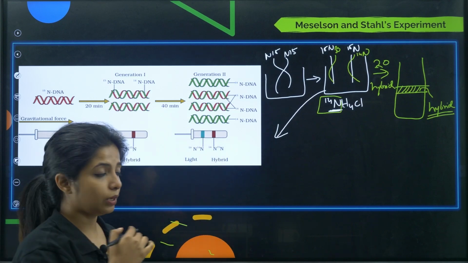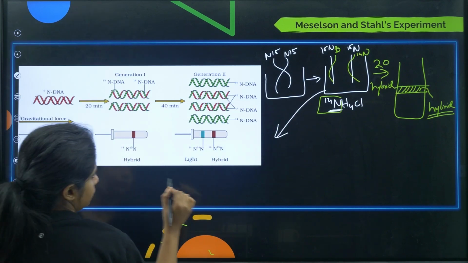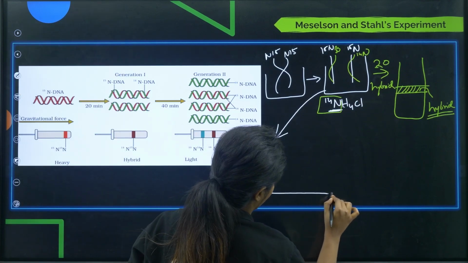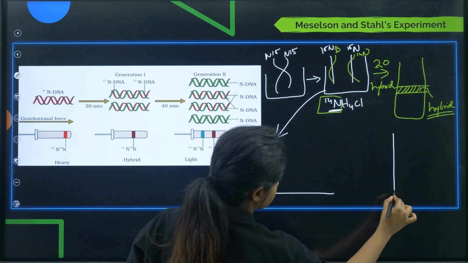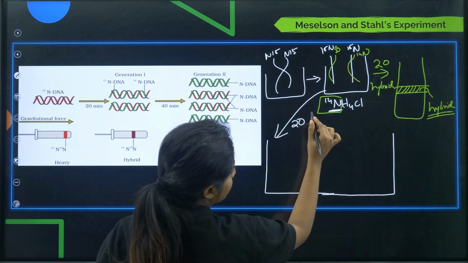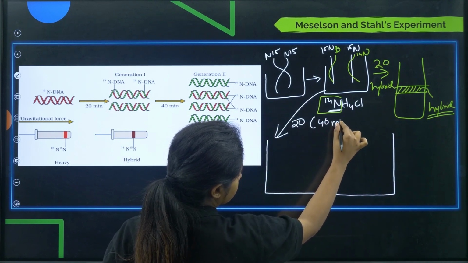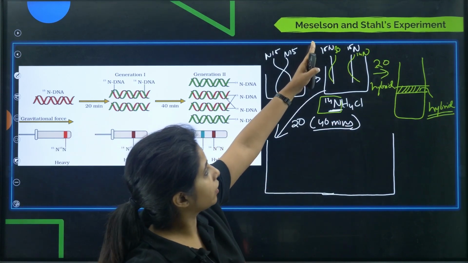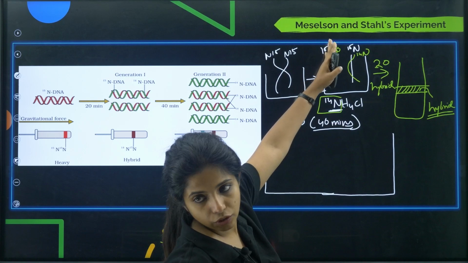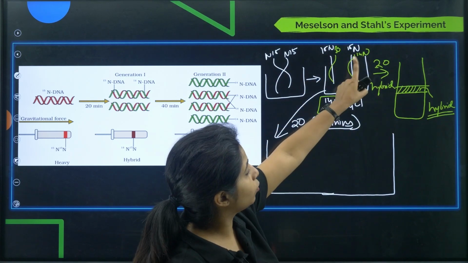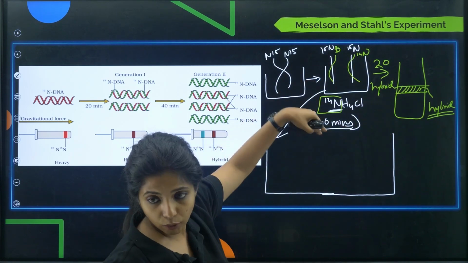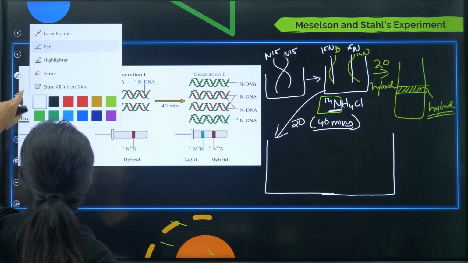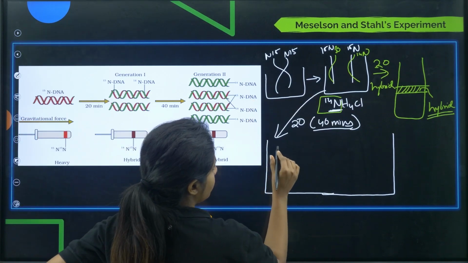Now, what happens in the next 20 minutes? Let's see that. In the next 20 minutes, I have a bigger box. Together it's actually 40 minutes. After 40 minutes of the initial start, I am getting all this. I started from here. So in the initial 20 minutes, I got this where I had both of them. And then in the next 20 minutes, I am going to see again what will happen. So I have 2 strands of normal DNA.